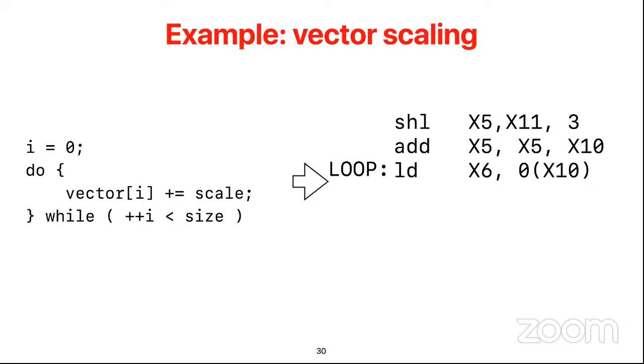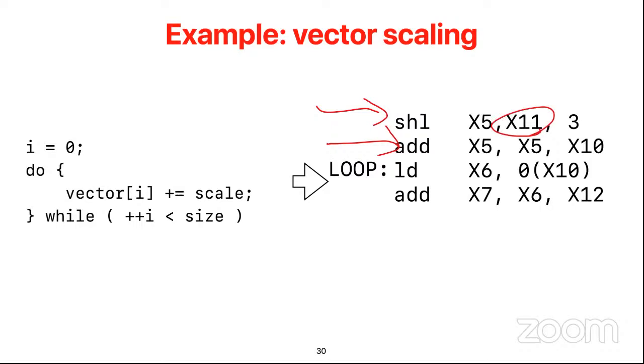First of all, we have the shift left instruction to calculate the ending address of your loop traversal. This X11 is the size of your array, and this X5 is actually the scaled size. If you have double numbers, then X5 is actually size times 8. And this is the base address of your vector.